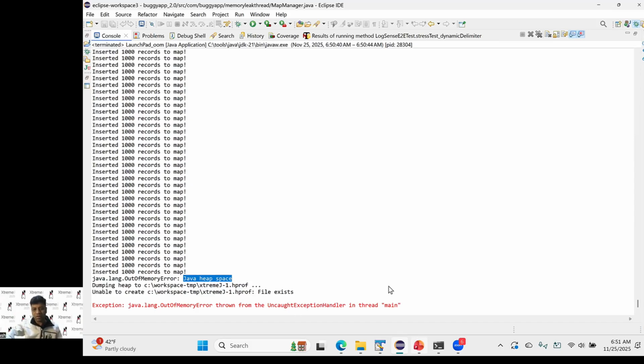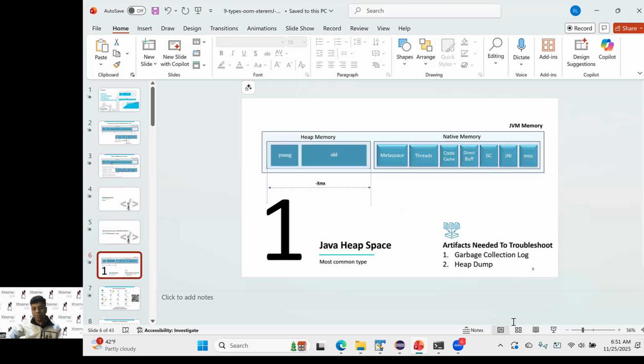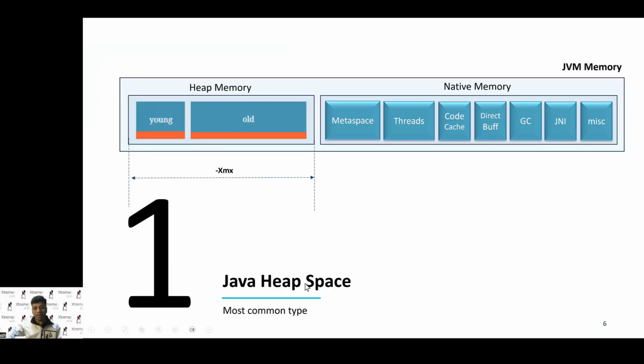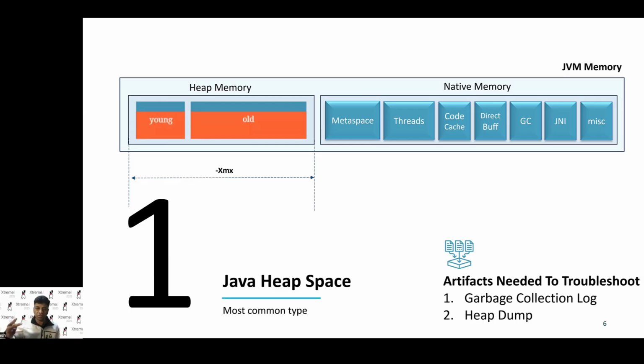Okay. So friends, when you confront this out of memory error Java heap space, this is the most common type of out of memory error. Probably more than 80 or 90 percent of out of memory errors happen because of this OutOfMemoryError Java heap space. When this happens, what are the artifacts you need to capture to diagnose the problem? See, friends, you need to capture two artifacts. One is a garbage collection log, another is the heap dump.